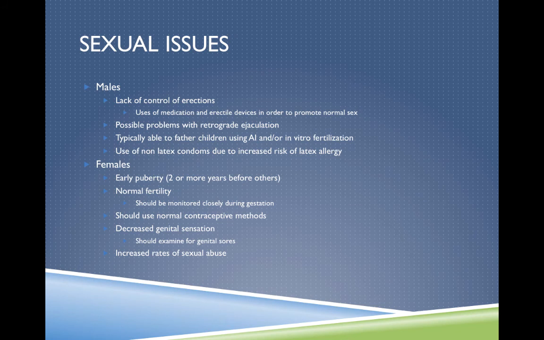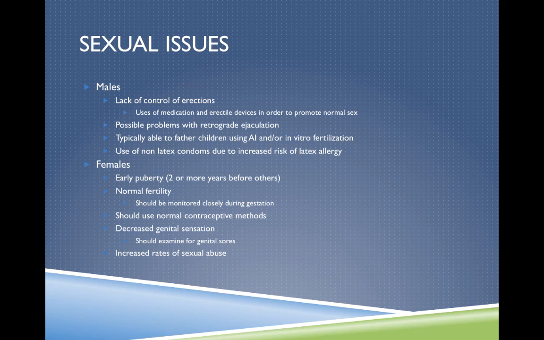Some sexual issues the person may encounter. For males, it could be lack of control of erections, use of medication and erectile devices in order to promote normal sex, possible problems with retrograde ejaculation. People with spina bifida are typically able to father children using in vitro fertilization or artificial insemination, and use of non-latex condoms due to the increased risk of latex allergy.